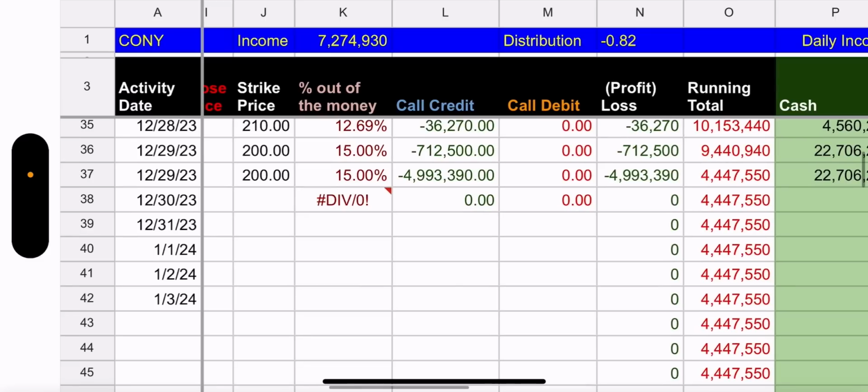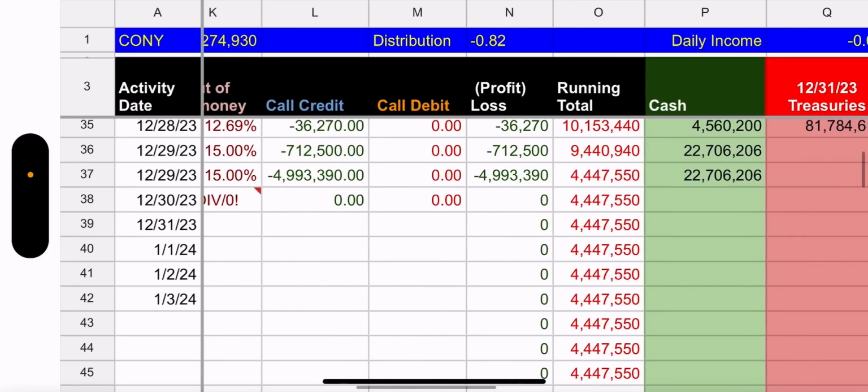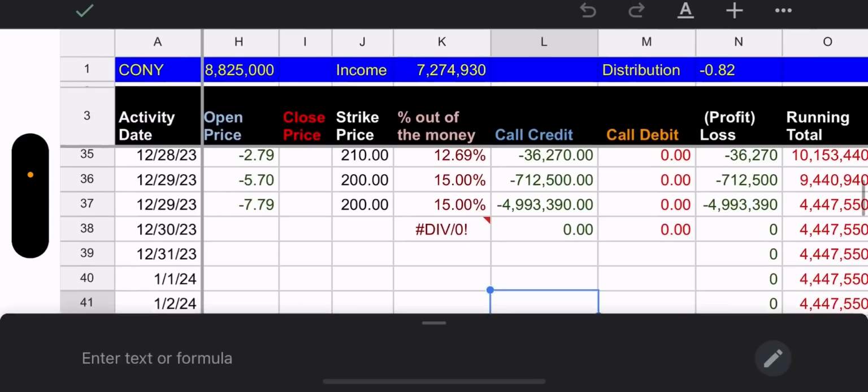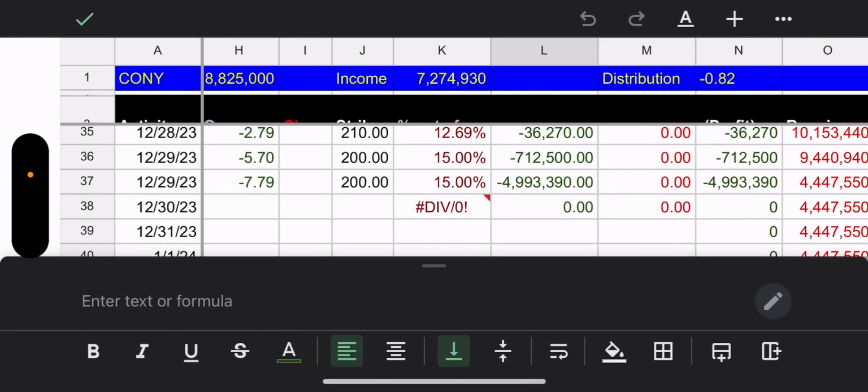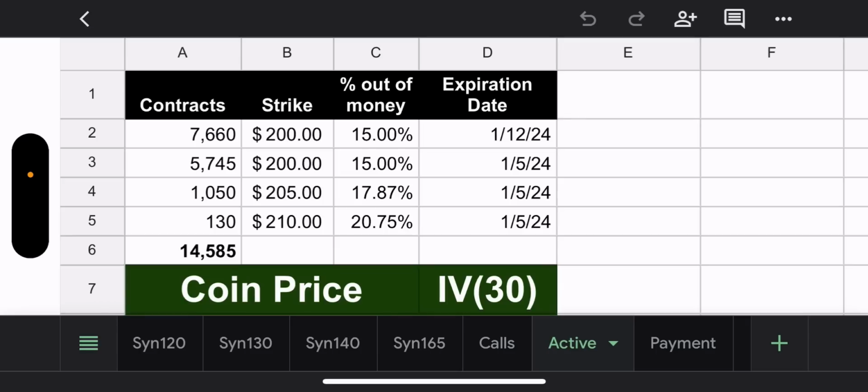8,825,000 outstanding shares. Income is a debit. So again, we'll add that in the end. I'll show you the last screen. And I won't go into the rest of the details because it's a debit, but let's go to the active tab. This is where we stand going into next week.